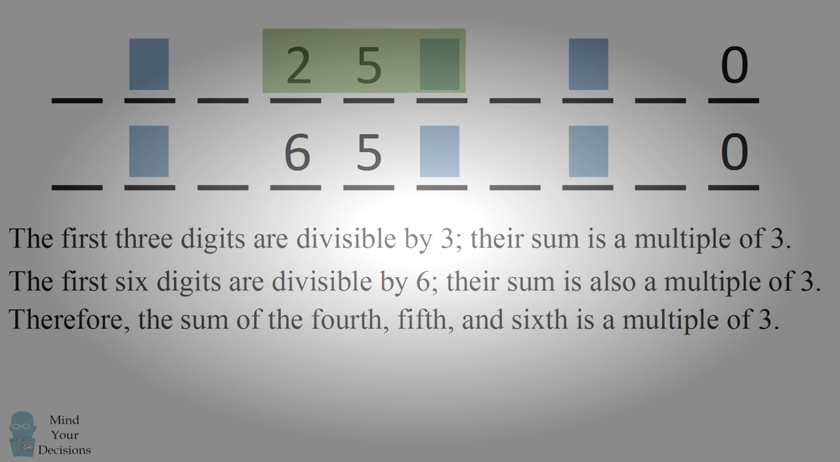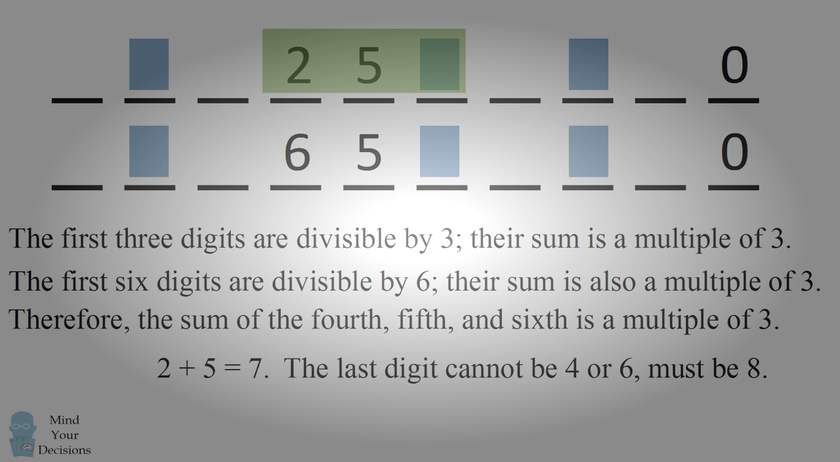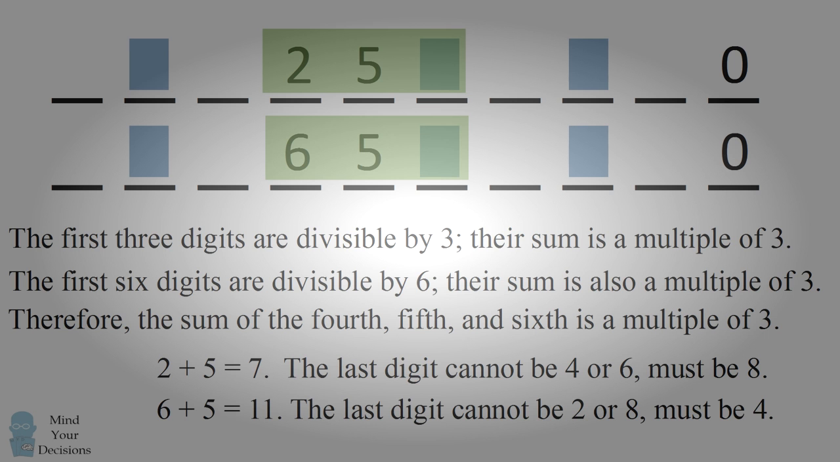So let's consider the 4th, 5th, and 6th digit. If we have 2 plus 5, that gets us to 7. Now we need to use one of the even numbers that's remaining to get to a multiple of 3. We can't use 4 or 6, but the number 8 would work. 7 plus 8 is 15, which is a multiple of 3. 6 plus 5 is equal to 11. We need to use one of the remaining even numbers to get to a multiple of 3. We can similarly conclude this digit would have to be 4.